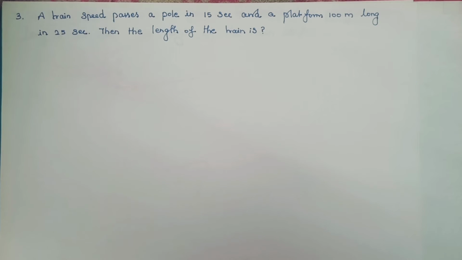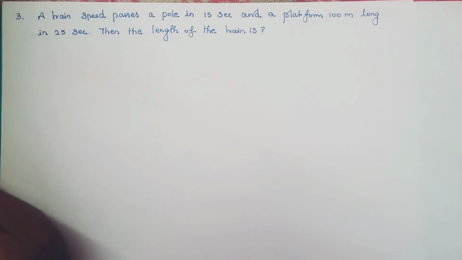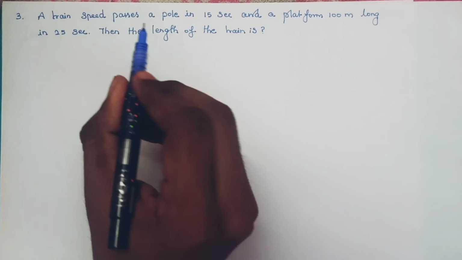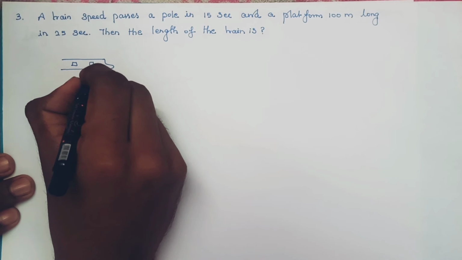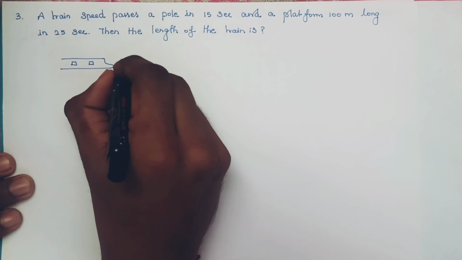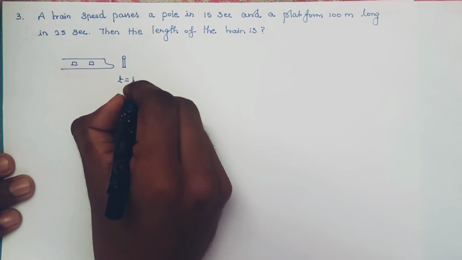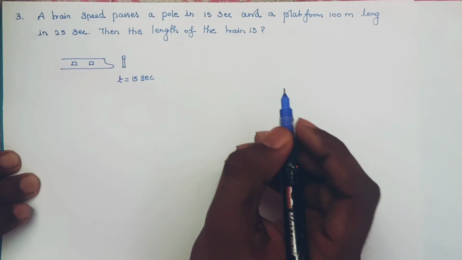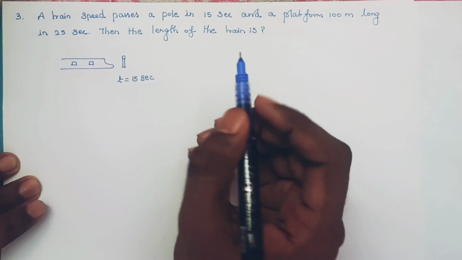Question number 3. A train passes a pole in 15 seconds and a platform 100 meter long in 25 seconds. Then the length of the train is? In this question they have mentioned both the line method and point method. You have to split into two. First we take the point method. A train passes a pole in 15 seconds. Just consider this is your pole. In how many seconds? 15 seconds. Then we have to find the length of the train.